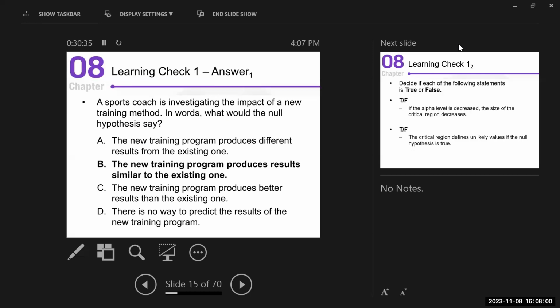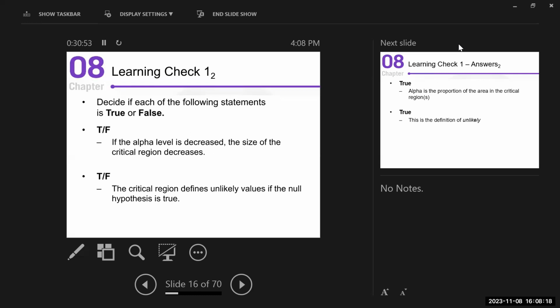Good. Very, very good. It says the new training program produces results similar to the existing. There's no change. No change whatsoever. Any questions about that one? Only two. Two brave souls.